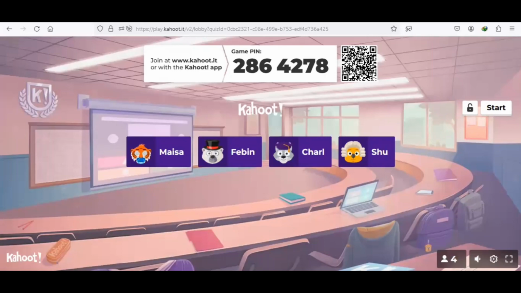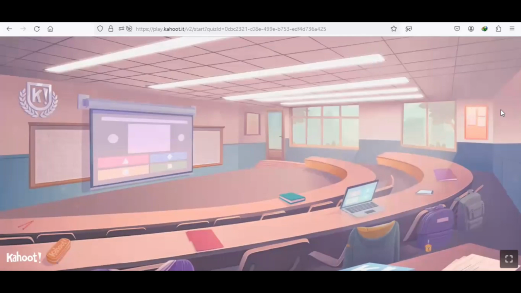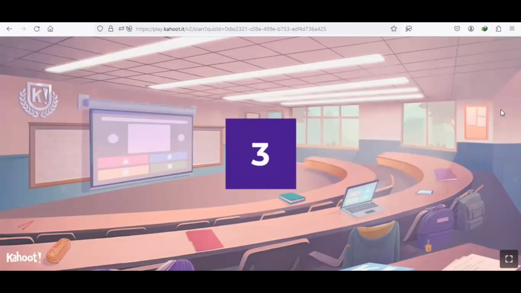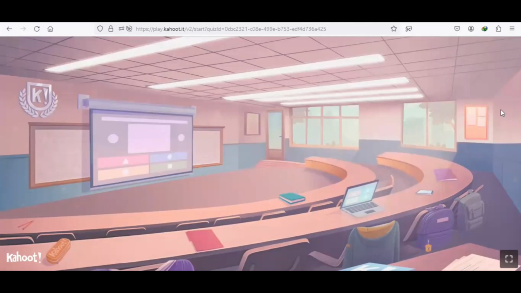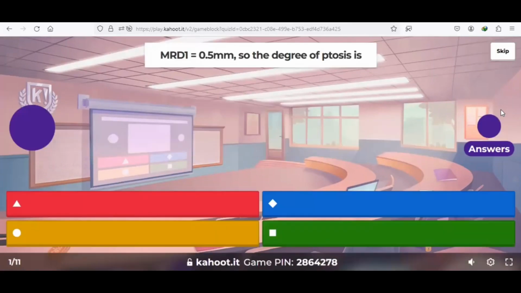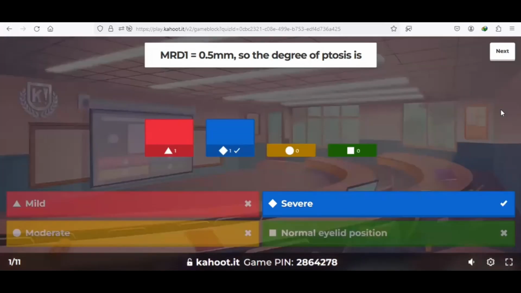Yes. Okay. So the first question is going to be a demo. You are going to play from your phone, but you are watching my screen on your laptop. It's called the Ptosis game. And you have to be swift because every question is 5 seconds. So MRD1, you have to read silently and answer, and you have to click on the answer. Oh, okay. The time's up. It's only 5 seconds.